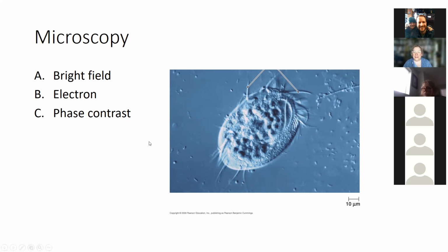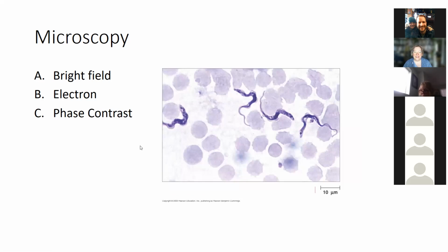Okay, here's another one. Is it bright field, electron, or phase contrast? By the way, these are blood cells, and these are trypanosomes, which I wouldn't want to get any of them, but man, they're cute. They look like little eels swimming around in this poor person's blood.